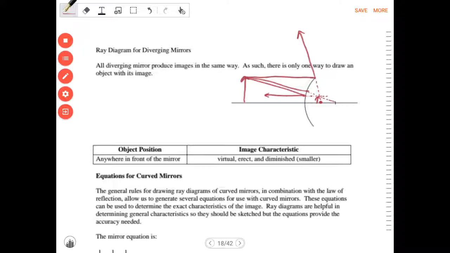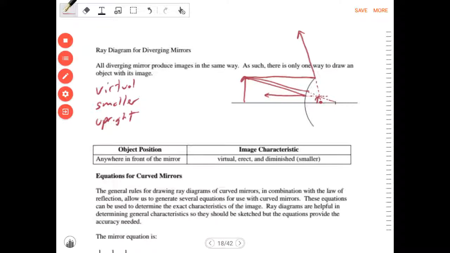They all intersect right there, and you can see the image forms behind the mirror. So it's virtual. It is smaller, really tiny. So virtual, smaller, and upright, and all diverging mirrors have this.